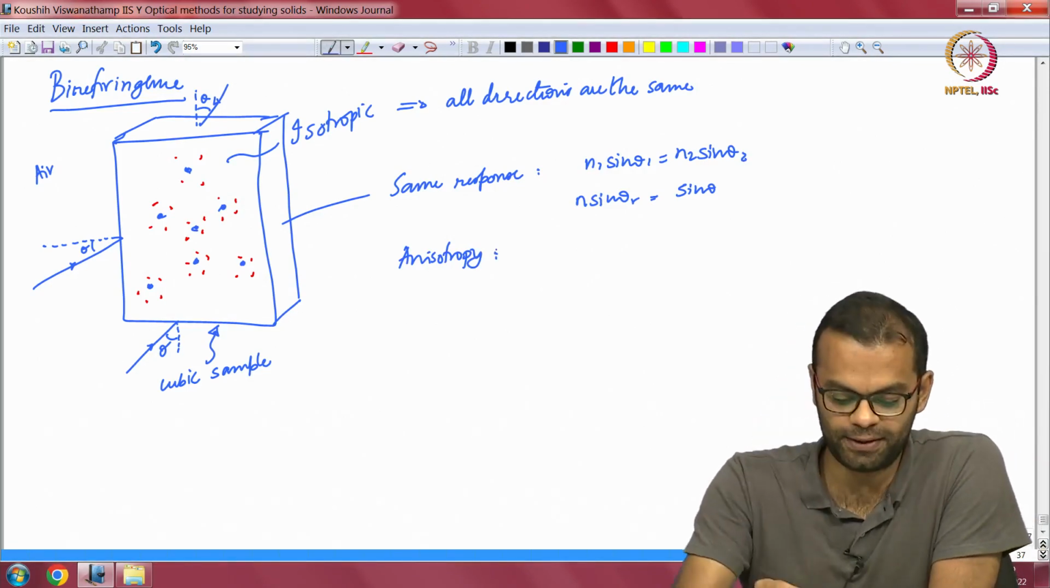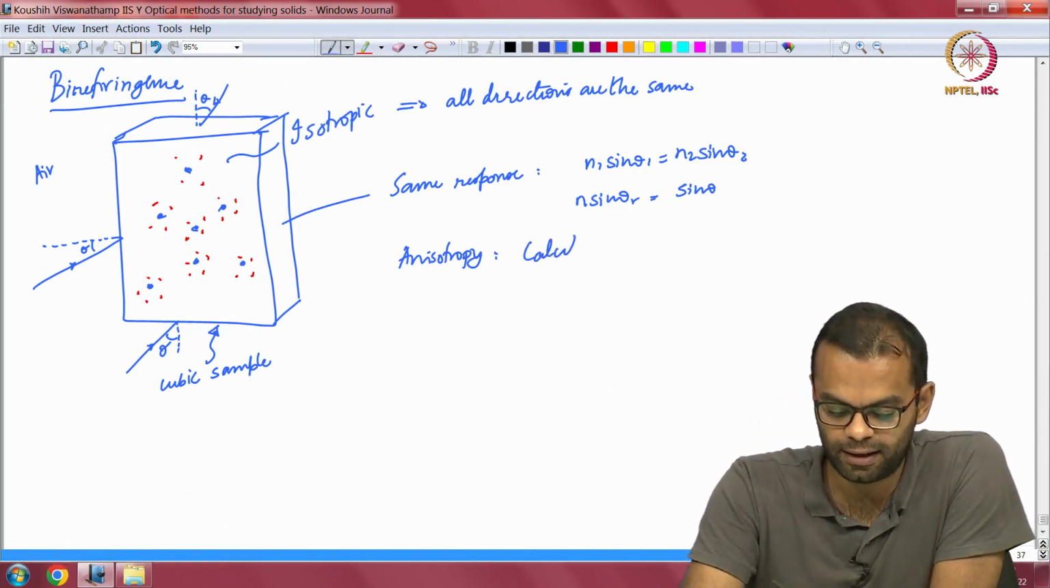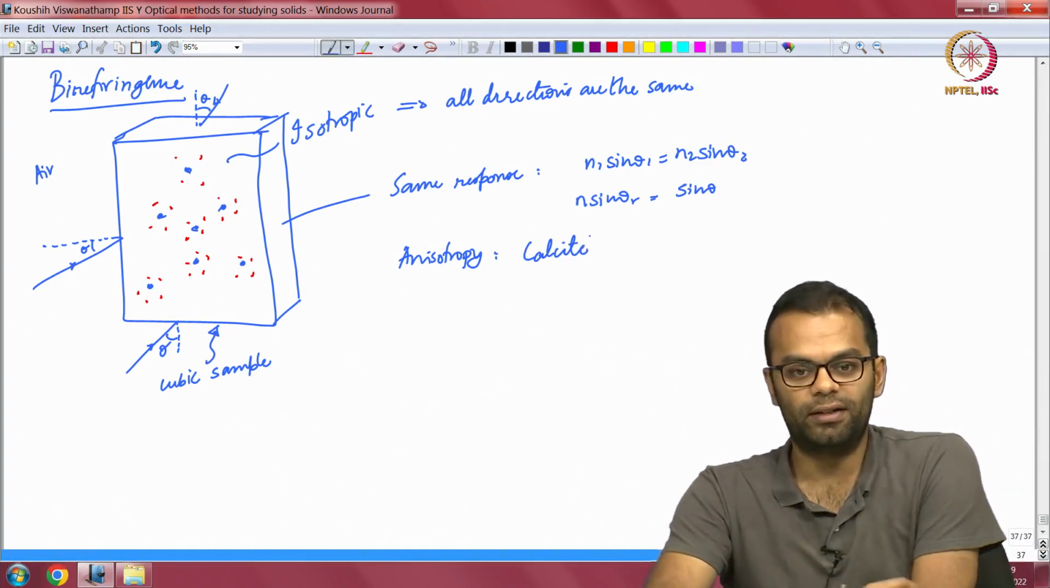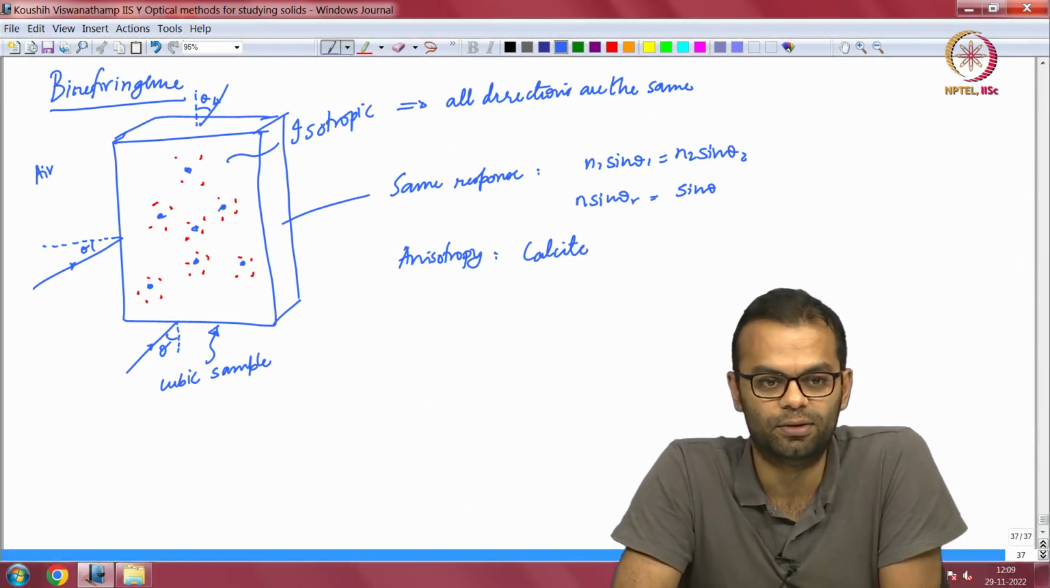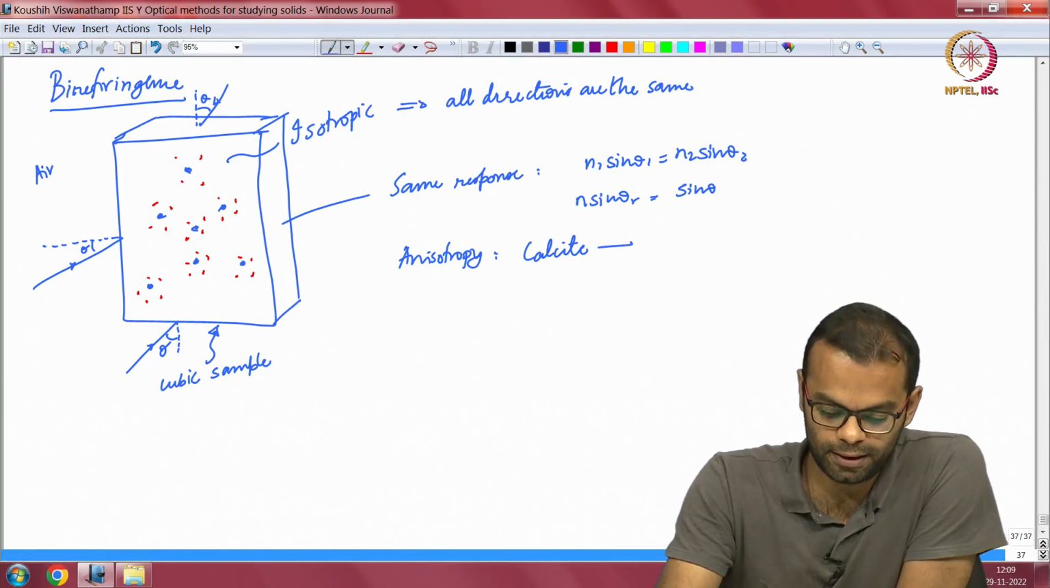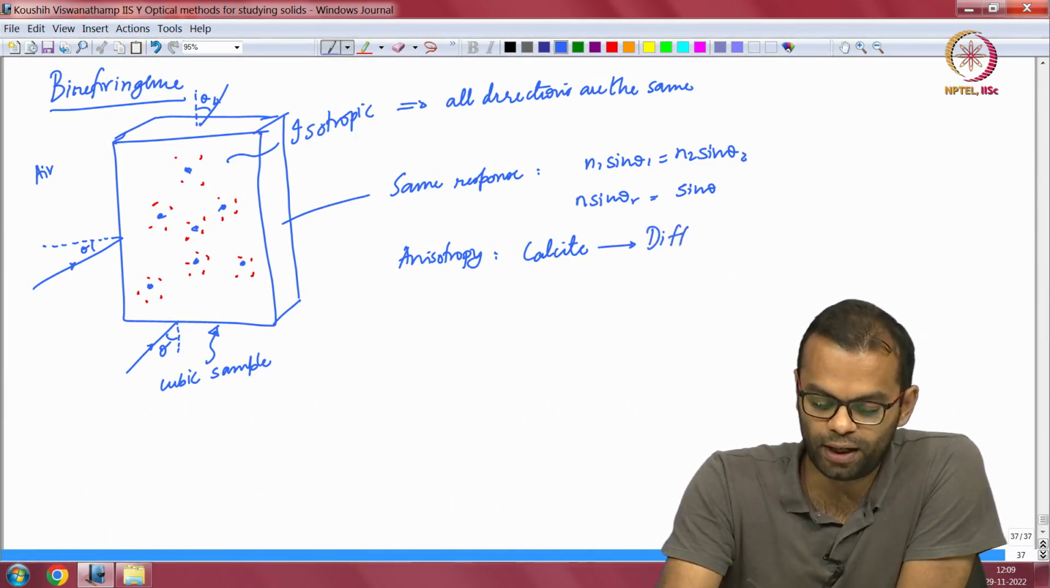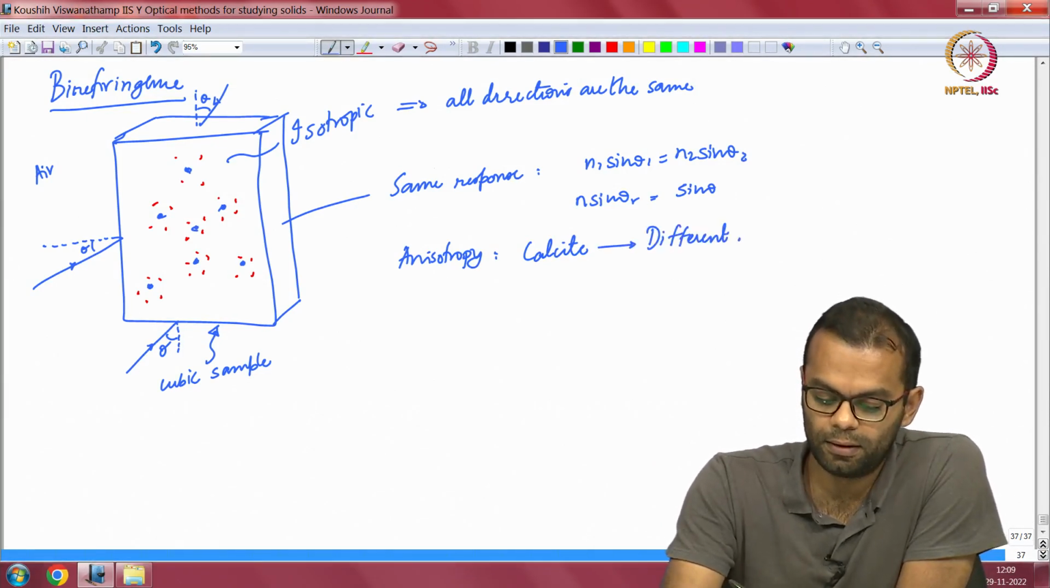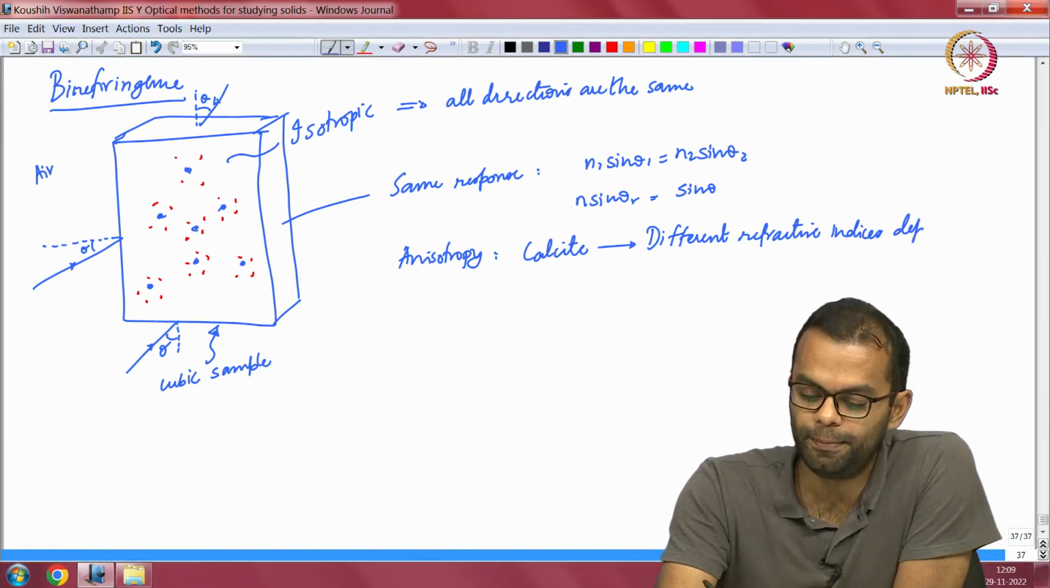A very good example of this is this crystal called calcite. If you ever manage to get your hands on a calcite crystal, you will see that it shows different refractive indices depending on the direction.